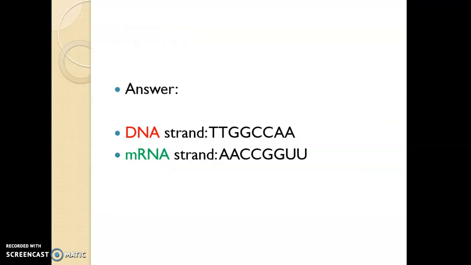Using our base pairings that we learned last unit, you'll see that T pairs with A, so the first two letters would be AA. G pairs with C, so the third and fourth letters would be CC. C pairs with G, as we just said, so the fifth and sixth letters would be GG. And A pairs with U, so the last two letters would be UU. Again, we're using those same base pairings that we used when learning about DNA in our last unit. The only exception is going to be replacing those thymines with uracil.